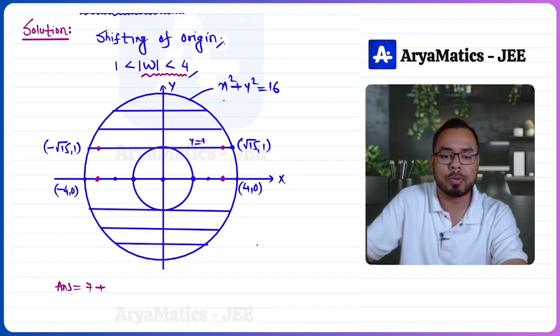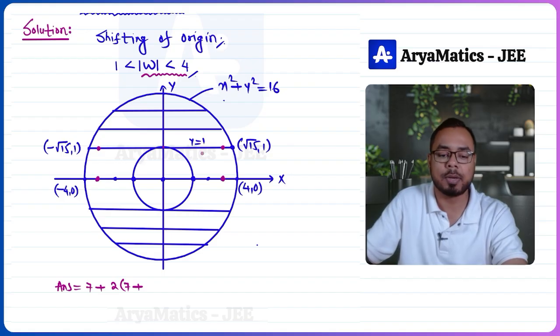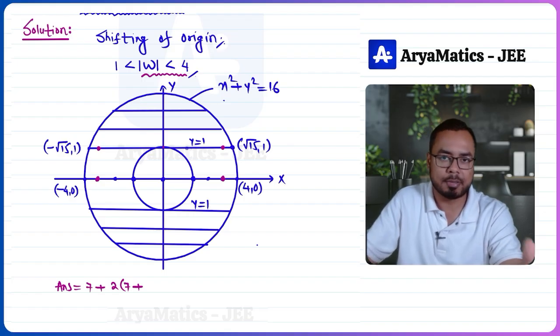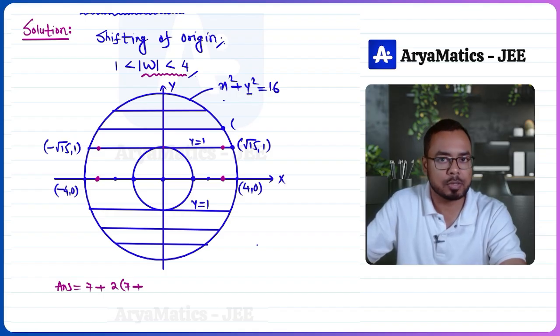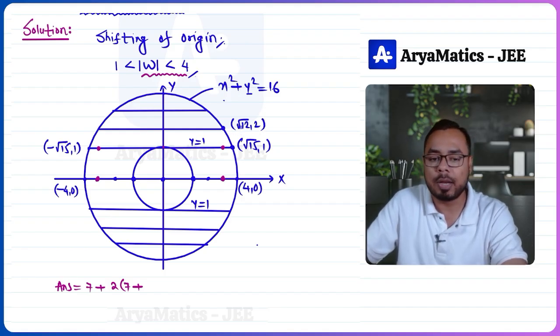And the same number of points on the y equals minus 1 line. So that means another 7 points on the y equals minus 1 line, because the curves are symmetric about the x-axis. Next possibility, if I take y as 2, then x square will become 12, and x will be root 12. So the x coordinate is root 12 and the y coordinate is 2. Now again, root 12 is bigger than 3, right? Root 9 will be 3, so root 12 is more than 3.